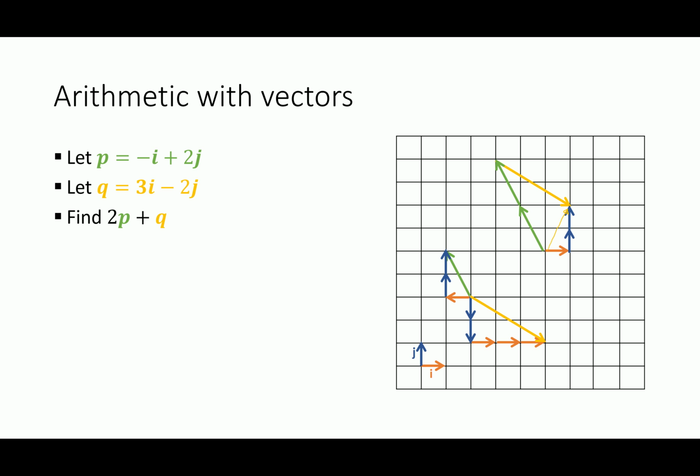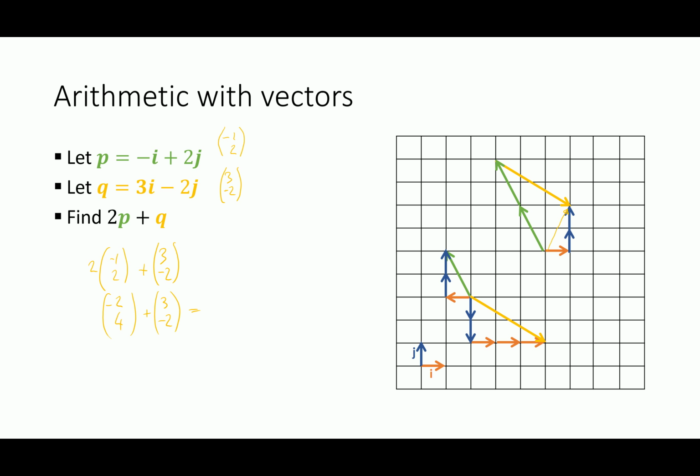I'm going to use column notation to write down my vectors. So as opposed to writing down p as minus i plus 2j, I'm going to write that as minus 1, 2 as a column vector. And then q becomes 3, minus 2. So if I want to look at doing two lots of p, I want to do two lots of minus 1, 2, and add to that 3, negative 2. Well, that gives me minus 2, 4, added with 3, negative 2.